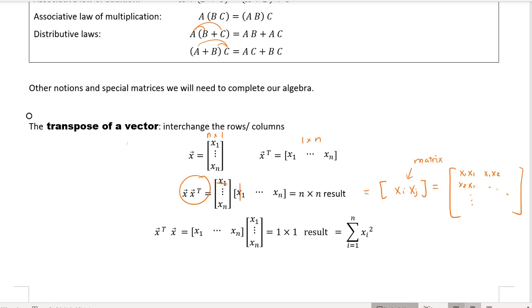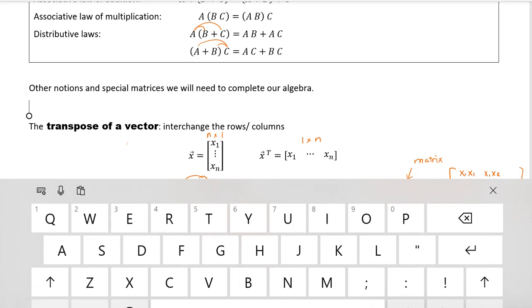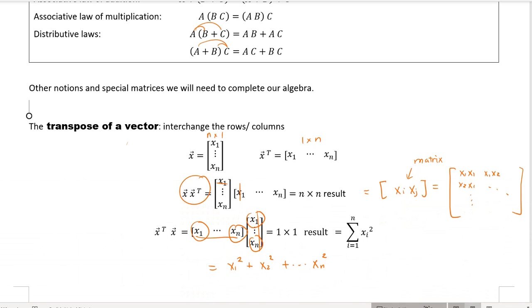Okay, and how about X transpose times X? Well, we use row times column, so actually the result is just a number. And what is that? It's x1 squared plus x2 squared plus dot dot dot plus xn squared. So that's why we use this notation, summation i from 1 to n of x_i squared. Okay, so that is the transpose.